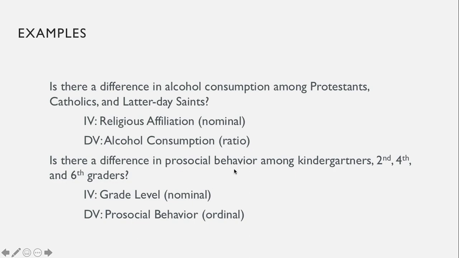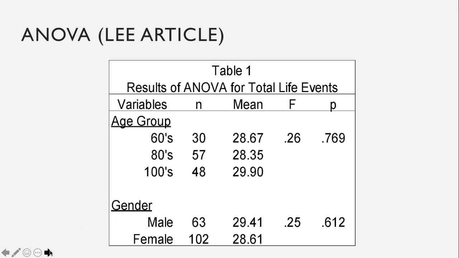Is there a difference in prosocial behavior among kindergartners, 2nd, 4th, and 6th graders? So the independent variable is grade level, nominal. And then the dependent variable is prosocial behavior, ordinal. So how are these grades different in the prosocial behavior levels, in the prosocial behavior means?